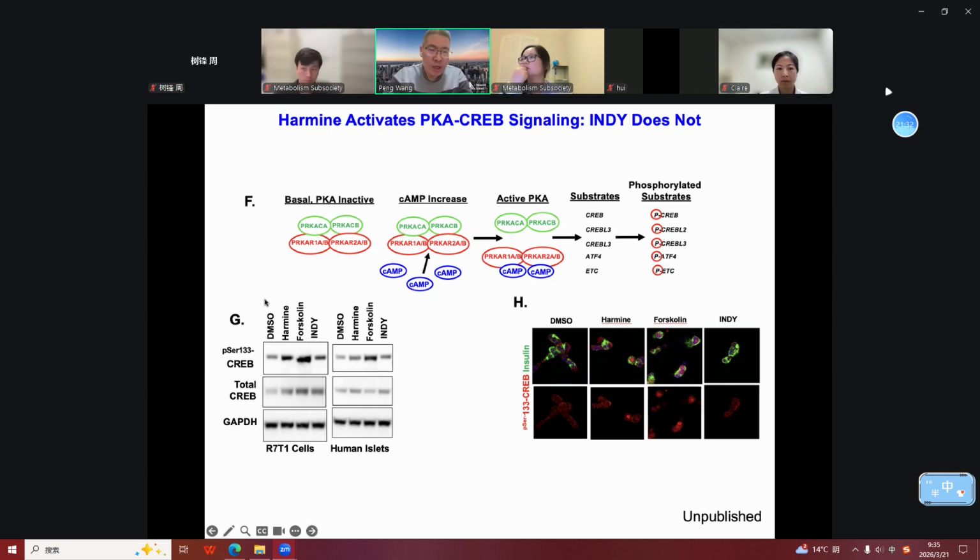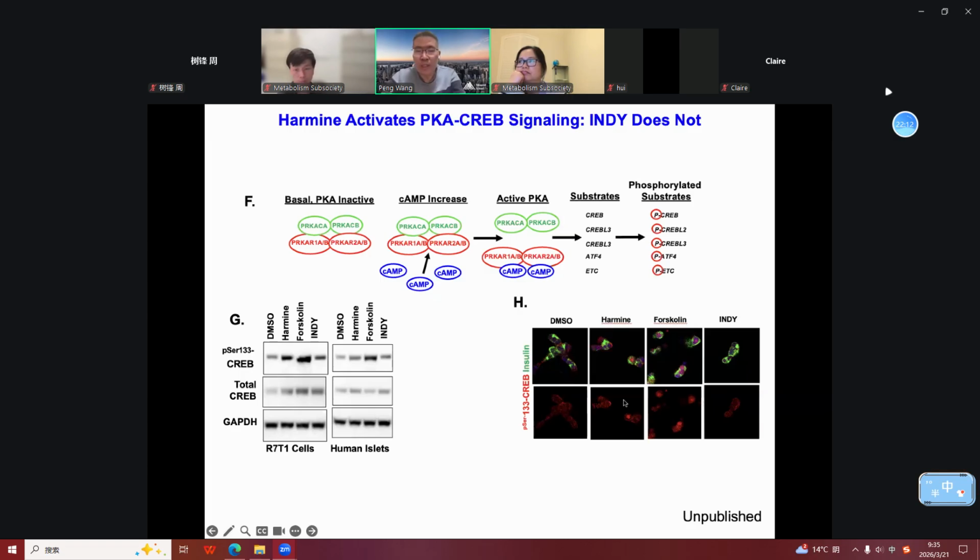What we did here was treat both a beta cell line and human islets with harmine. We also used a PKA activator, forskolin. We also have another inhibitor that we know can drive human beta cell proliferation, but cannot increase beta cell function gene expression. As you can see here, indeed harmine can increase phospho-CREB in both the R7T1 beta cell line and human islets. Forskolin, as a PKA activator, can also increase both, although forskolin is stronger than harmine.